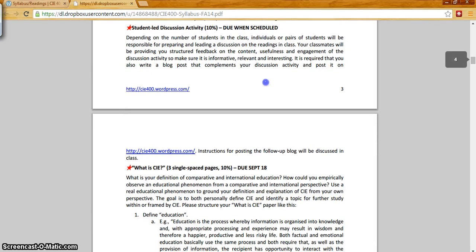Next, student-led discussion activity, and it says due when scheduled, right? So depending on the number of students in the class, and we don't have a final count yet at this point because we have people still enrolling, quite frankly, up until right before class starts, either individuals or pairs or even small groups, if we have a large class of students, will be responsible for preparing and leading a discussion on the readings in class.